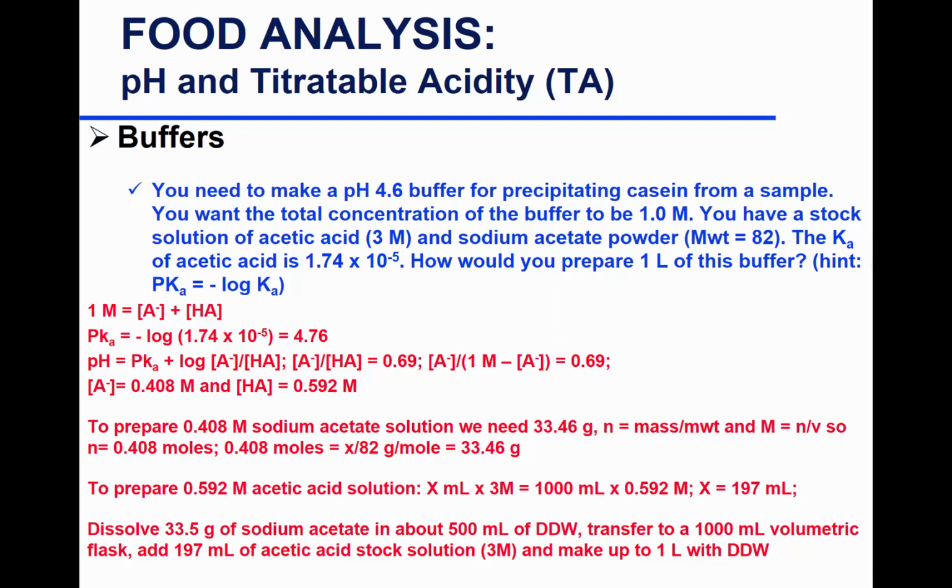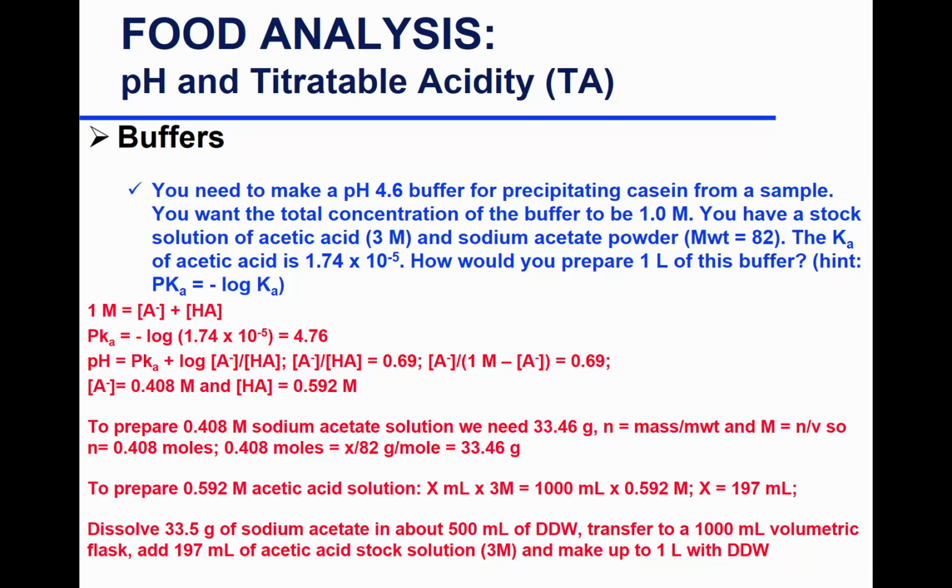So the way to prepare my buffer is to weigh out 33.5 grams of sodium acetate in about 500 ml of water. You solubilize that, and then you transfer to a volumetric flask, add 197 milliliters of acetic acid solution, and then make up to 1 liter with DDW. Then I end up with 1 liter that has 0.408 moles of sodium acetate and 0.592 moles of acetic acid. That's one way of solving it. Any questions about that?